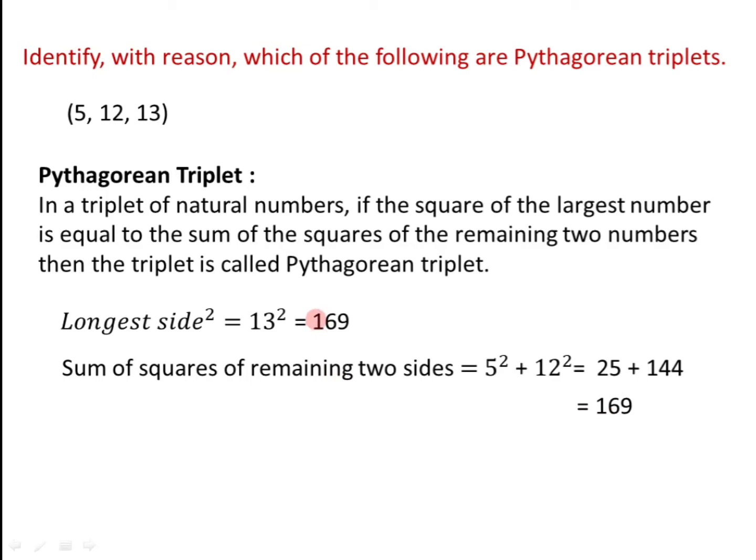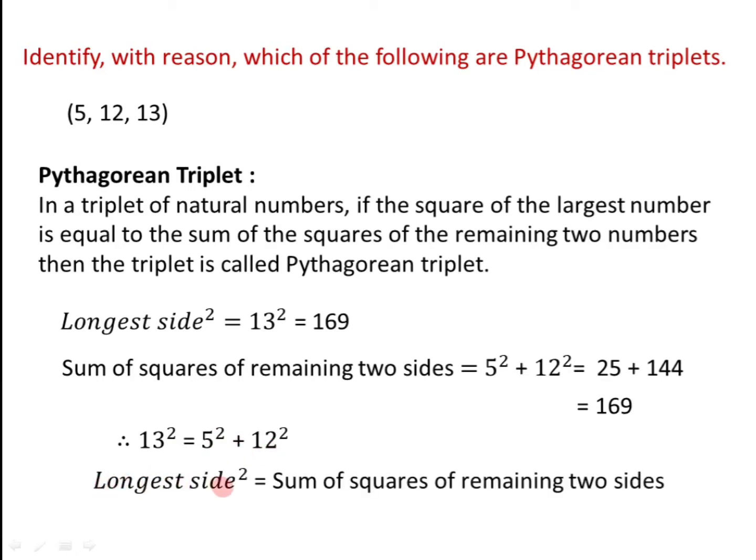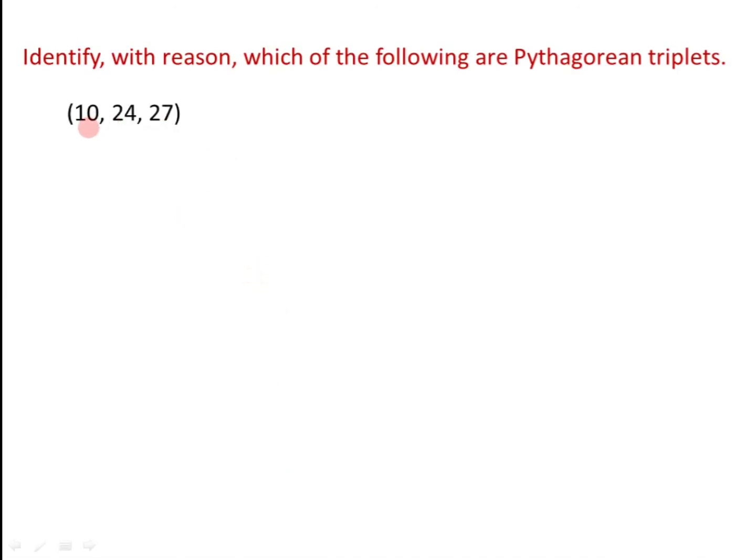So as we can observe, 13 square is 169 and the sum of squares of the remaining two numbers is also 169. So from this we have 13 square is equal to 5 square plus 12 square, that means the longest side square is equal to the sum of squares of the remaining two sides. That's why the given triplet is a Pythagorean triplet. Let us solve another problem.